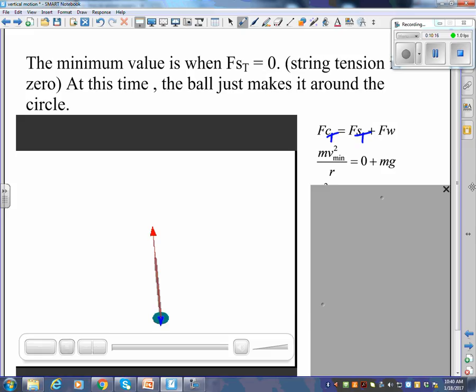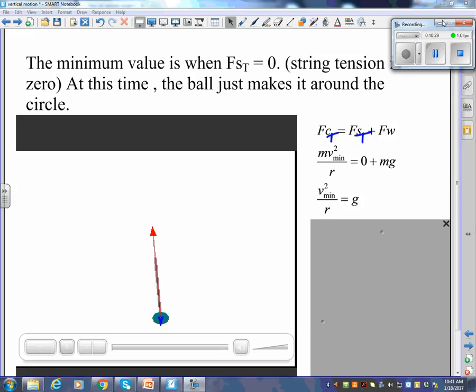And what happens? What happens mathematically? I've got m and I've got m, right? Yeah, the m's actually cancel out. And you get v min squared over r is equal to g. The masses cancel.